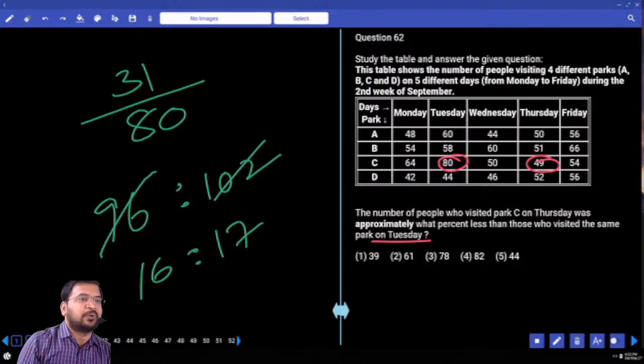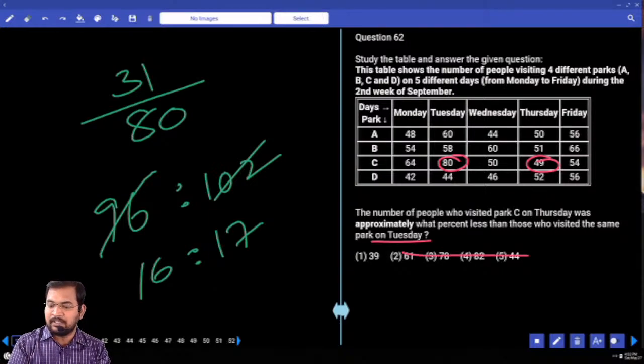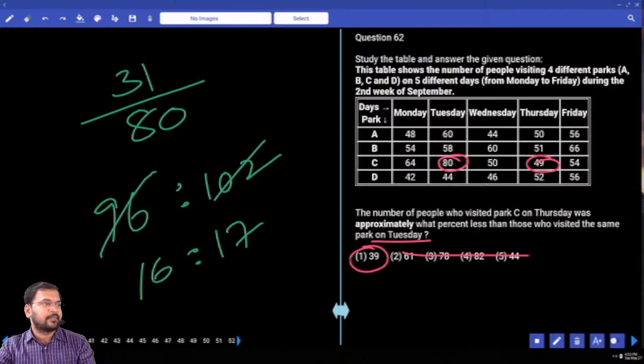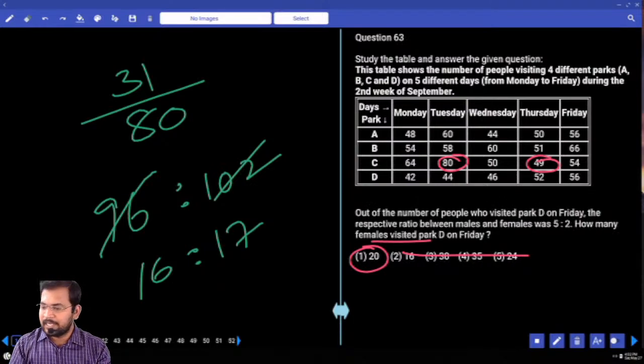8 4s are 32, and approximately 40%. But our answer should be less than 40. No, 40% is 32, but we need 31. Our answer is less than 40. It's very close to 40. Are you clear? Next one.